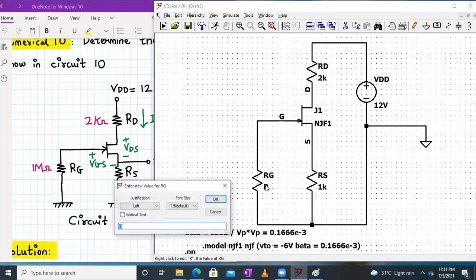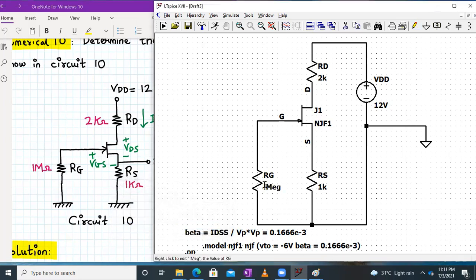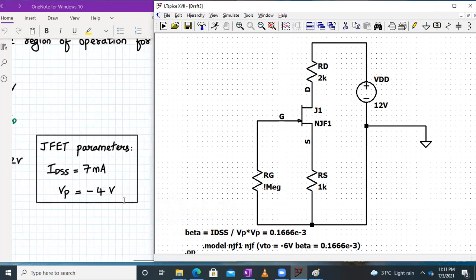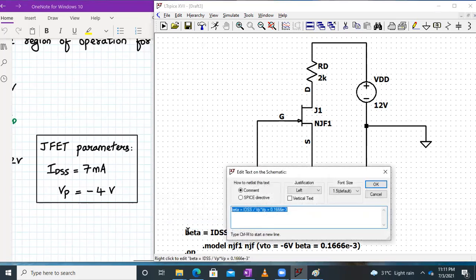The value of RG is 1 megohm, usually very high. Fine. And now the parameters. The JFET parameters are 7 and -4. So your beta value will be IDSS upon VP square, that is 7 milliamperes divided by 4 square, which comes out to be 0.4375. You can cross check these numbers.